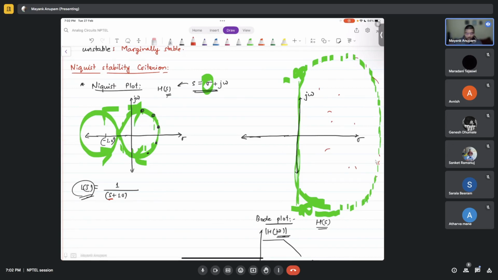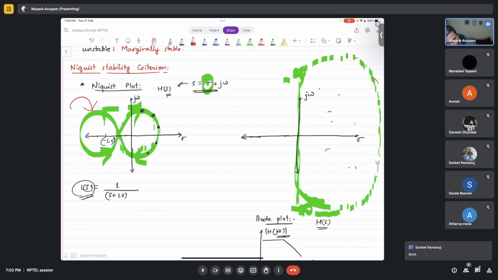When you take all those S, you will get only one plot here, the plot that is going to resemble something of this kind. And this plot, if it doesn't encircle minus 1 comma 0 in the counterclockwise direction, then you are safe. You can say that the overall system is stable. Getting my point?